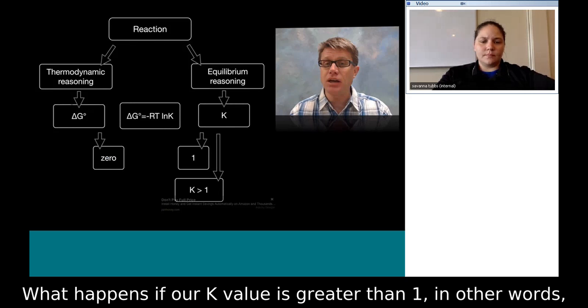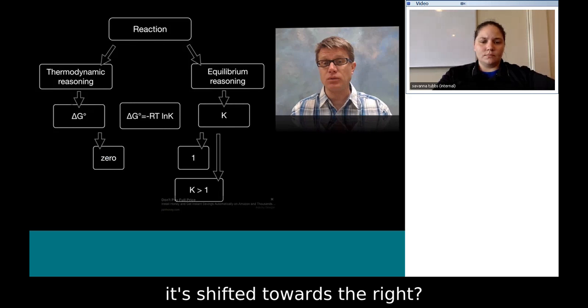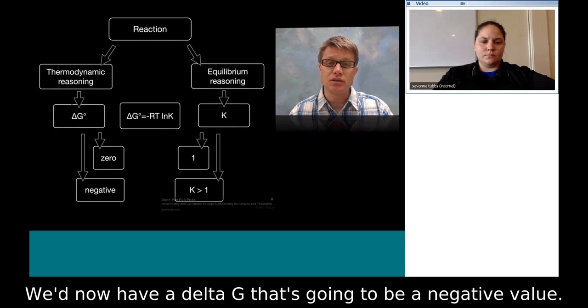What happens if our K value is greater than 1? In other words, it's shifted towards the right. We now have a delta G that's going to be a negative value.